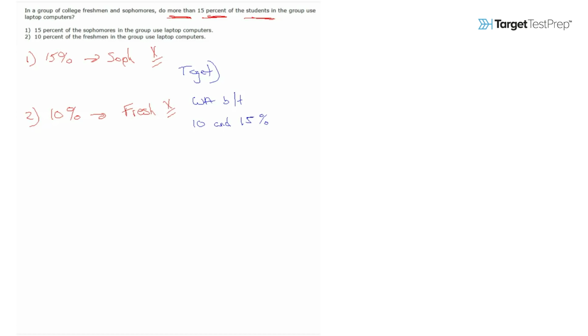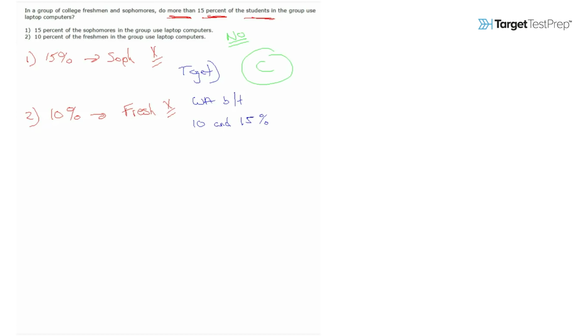But because we're given that the sophomores are 15%, the freshmen are 10%, we know with certainty, 110% certainty, that the weighted average is going to be between 10 and 15%, 15% being the absolute max. So when the question asks, do more than 15% of the students use laptops, we can say with certainty that the answer is no, and that gives us an answer of C as in cat.